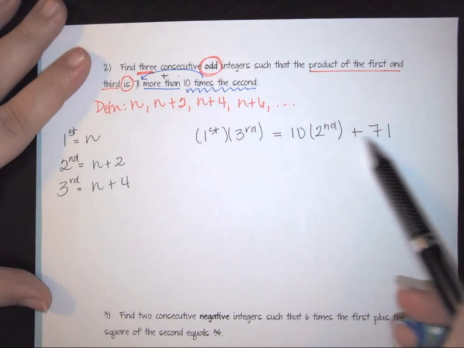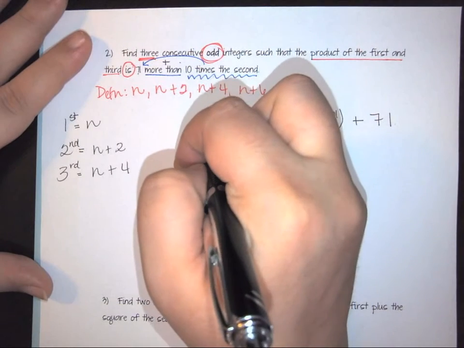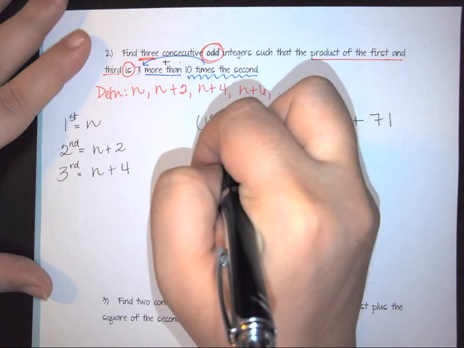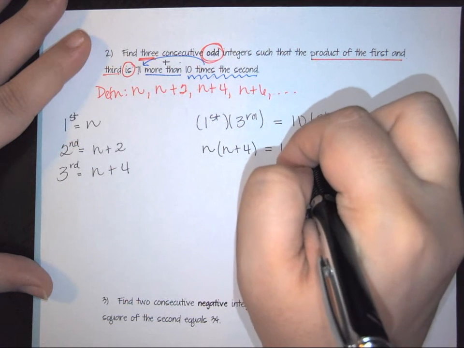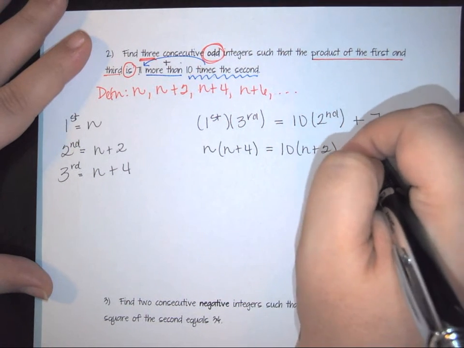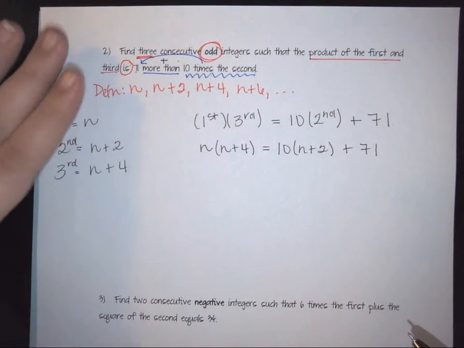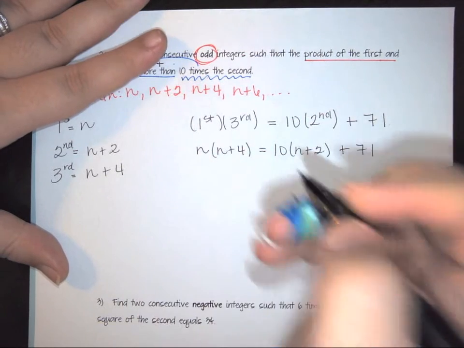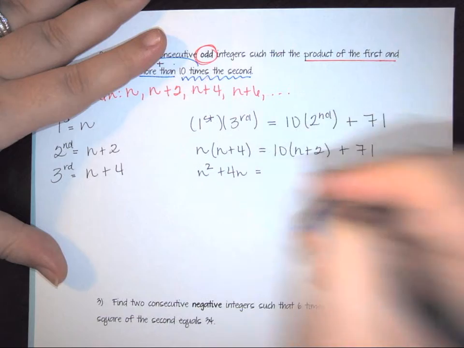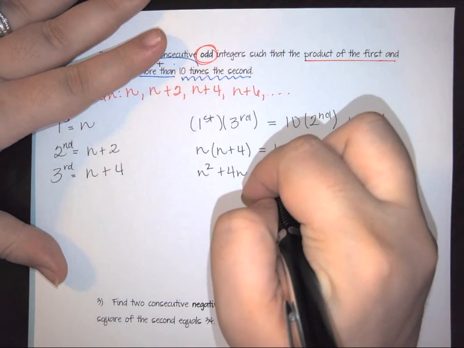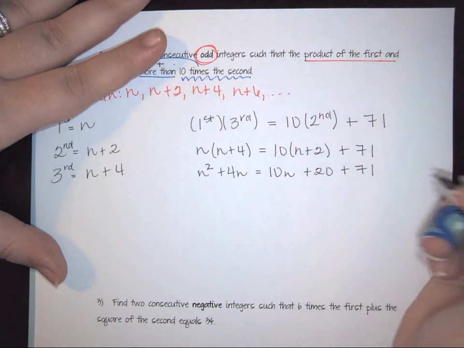So now that we've got a roadmap here, we need to actually plug the information in. So this is going to be n times n plus 4 is equal to 10 times n plus 2 plus 71. Once you input all of the pieces, now is where you solve. Distribute the n through. This gives you n squared plus 4n. Distribute the 10 through, and you get 10n plus 20 plus 71.